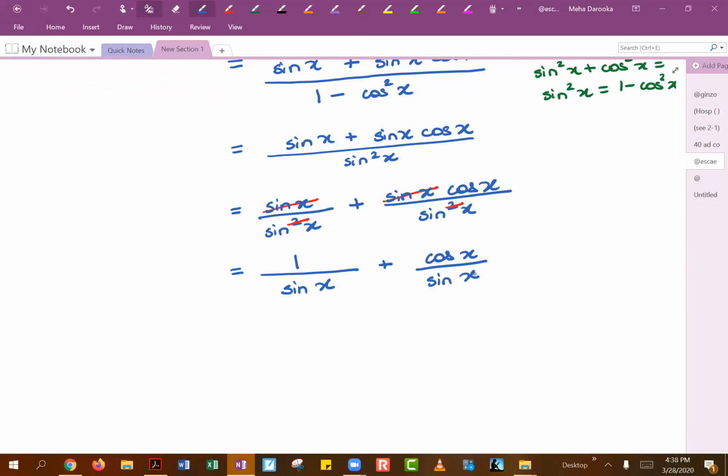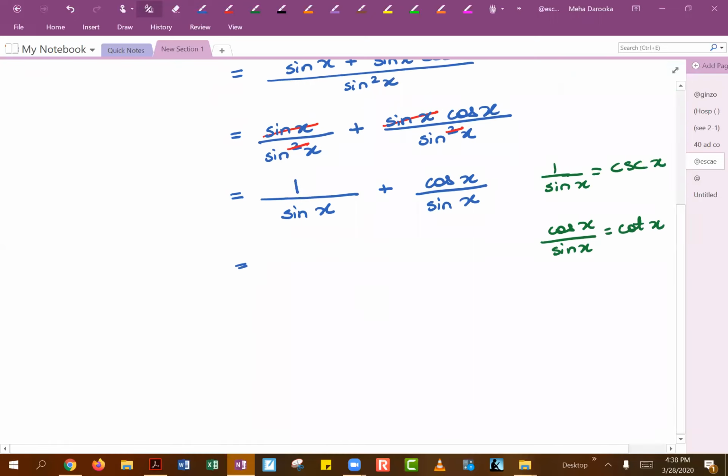And then here, you can use the reciprocal identity. So 1 over sine of x is of course going to be your cosecant of x, and cosine of x over sine of x of course gives you cotangent of x. So using these, we can make our substitution. So 1 over sine x becomes cosecant of x. Cosine of x over sine of x will become cotangent of x.